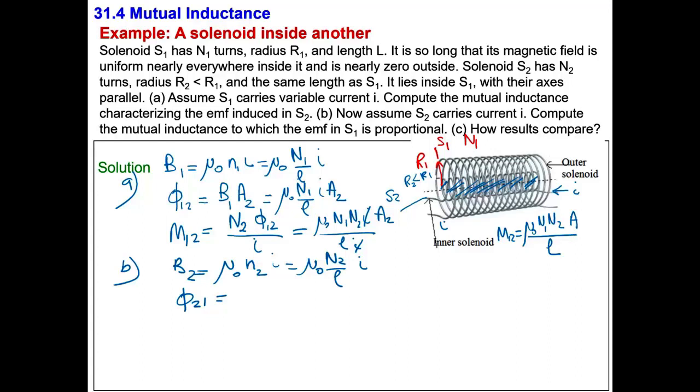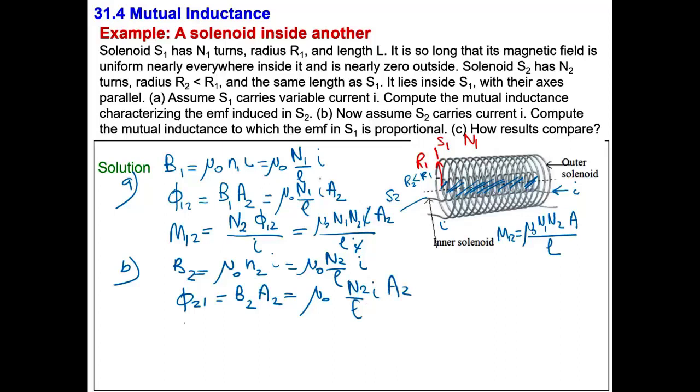So when I do the flux, I cannot count this larger area, because there is zero magnetic field through it, assuming this coil is perfect. There is zero magnetic field here. So we have to multiply by A2, not A1. This is a trick. So this is B2 times A2, which is mu 0 N2 over L times I times the area of the smaller coil, A2.